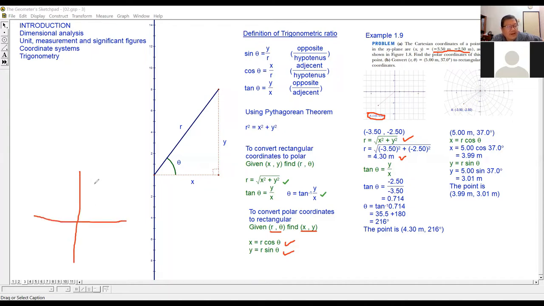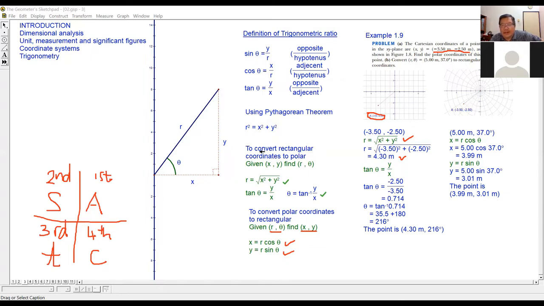But what I want to know is whether you know these four quadrants. This is the first quadrant, where all are positive. In the second quadrant, sine is positive and the rest are negative. For the third quadrant, tangent is positive, and sine and cosine are negative. In the fourth quadrant, cosine is positive and the other two are negative. Have you learned this before? If you are not very sure, I will explain further.